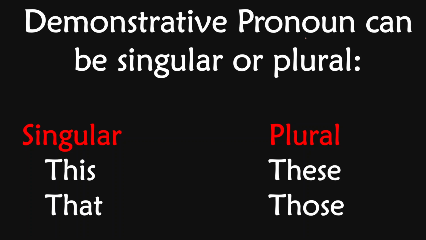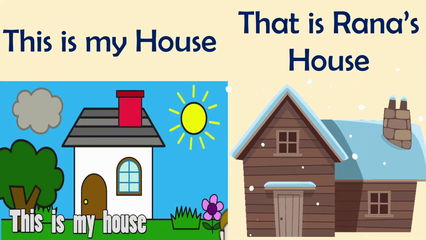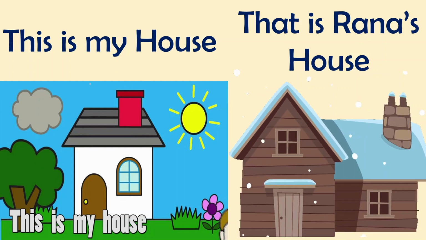Demonstrative pronouns can be singular or plural. In the singular form, the demonstrative pronouns are this and that, and in the plural form, they are these and those. For this we use the plural form these, and for that we use the plural form those. Okay, so look here.